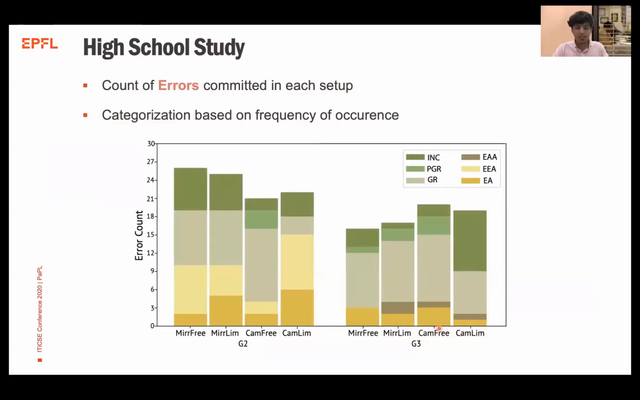Now, coming on to the errors in the programs loaded by them, it was observed that overall triads tended to commit fewer errors than dyads, and also certain kinds of errors were only observed in the dyad condition as compared to triads.